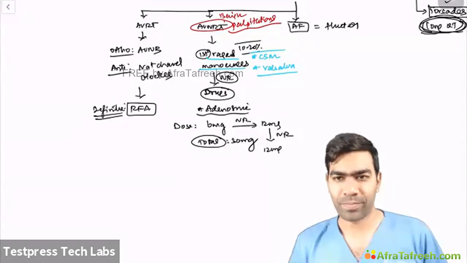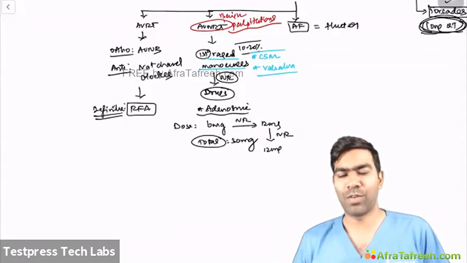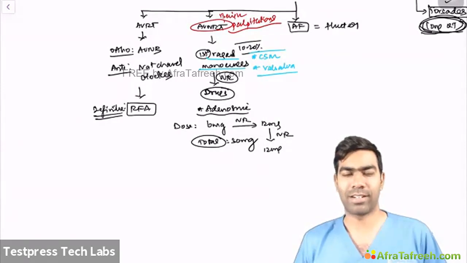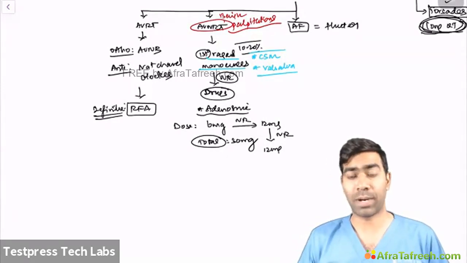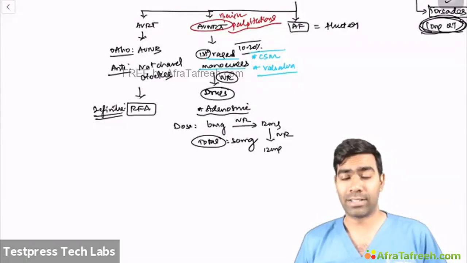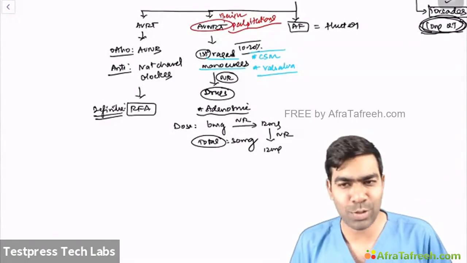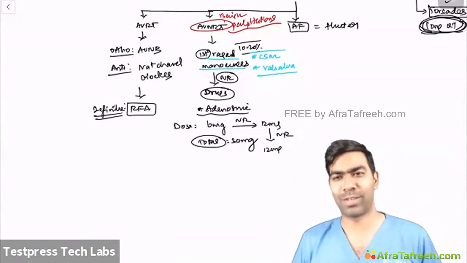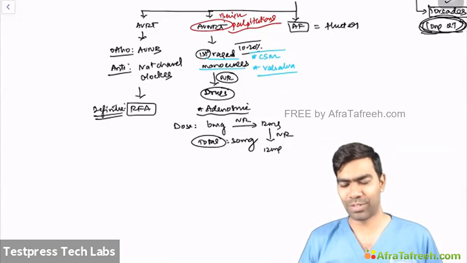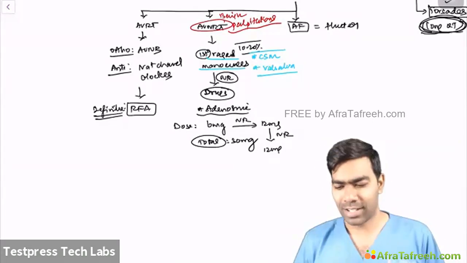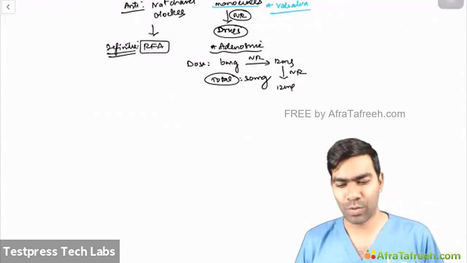So Valsalva is there. How will you do Valsalva? Just ask the patient to strain. You ask the patient to strain as if he has not passed stools for 3 days, like how you will strain in the bathroom. That's how you strain. So that's Valsalva. It's very easy to do. If it doesn't get resolved by that, then you're going to go for drugs.